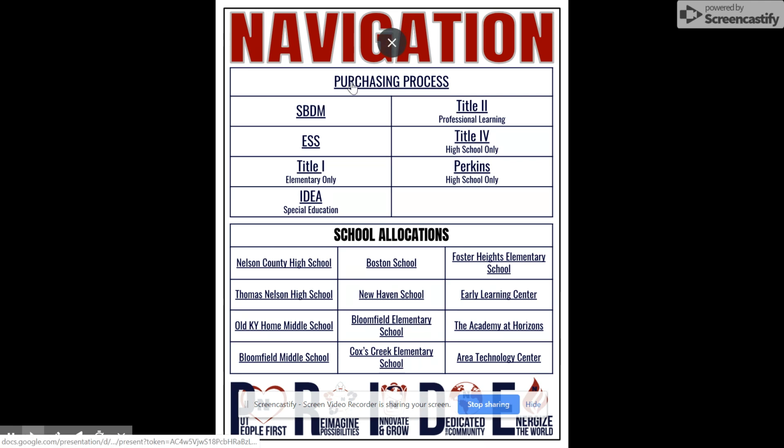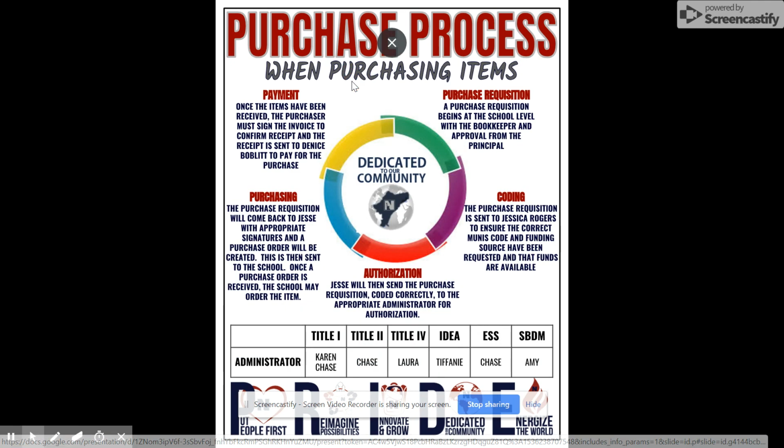So, up at the top, we have the purchasing process. If we click that, you're going to see this is the process for spending funds. We have tried to make this as streamlined as possible so that the same process that you use for Title I will be the same process that you use for ESS, and the same process that you would use for site-based funds. Having different processes only makes it more confusing.